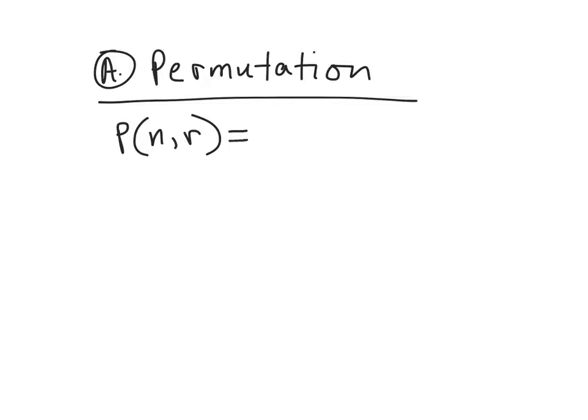Sometimes you also see the notation written this way. This means the same thing. That also means a permutation of n things taken r at a time. Either way, the definition of a permutation mathematically goes like this. It's n factorial over the quantity n minus r factorial.